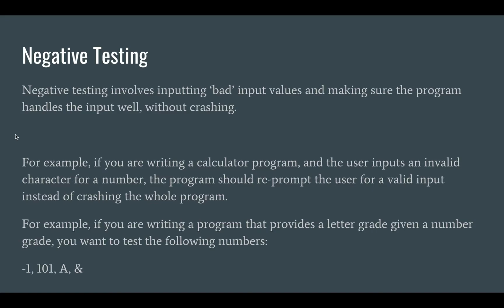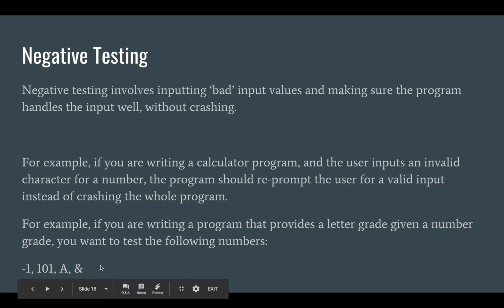Maybe you can call it non-valid testing, but -1 is what you call a negative input, not just because it's a negative number. 101 would also be a negative input, just because 101 doesn't make sense in the business domain. A letter grade or a number grade of 101 out of 100 doesn't make any sense. A, so the letter A. This doesn't make any sense when you input A and you ask for the letter grade. It might make sense in some domains, but it doesn't make sense here for this example. And once again, this ampersand. So when the program asks you for a number to convert into a letter grade, an ampersand doesn't make any sense.